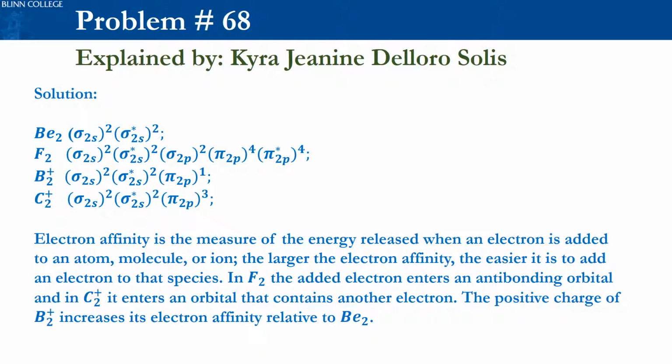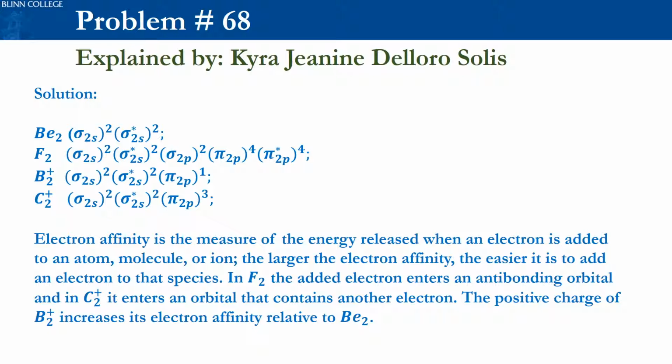Electron affinity is the measure of the energy released when an electron is added to an atom, molecule, or ion. The larger the electron affinity, the easier it is to add an electron to that species. From the molecular orbital diagram, it's clear that the electron affinity of the beryllium molecule will be the highest because large amounts of energy will be released when an extra electron is added to it.